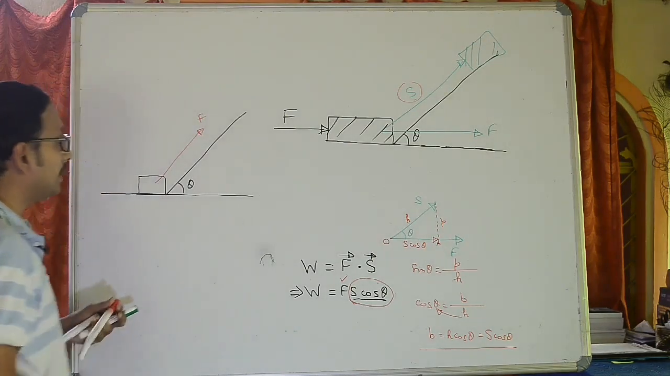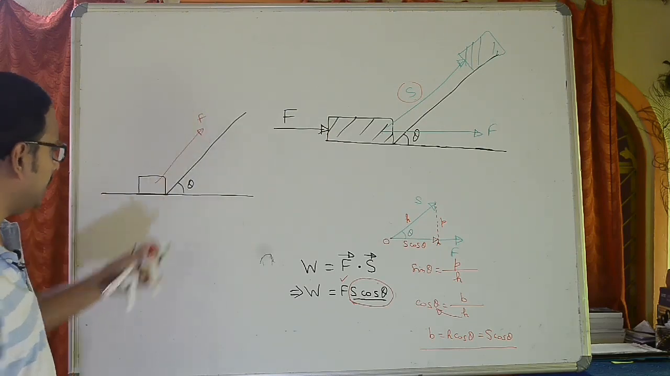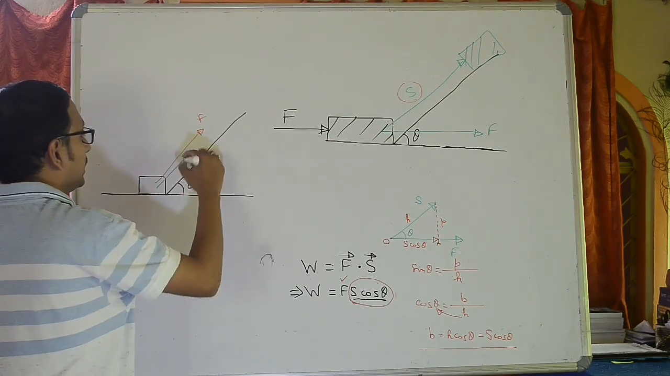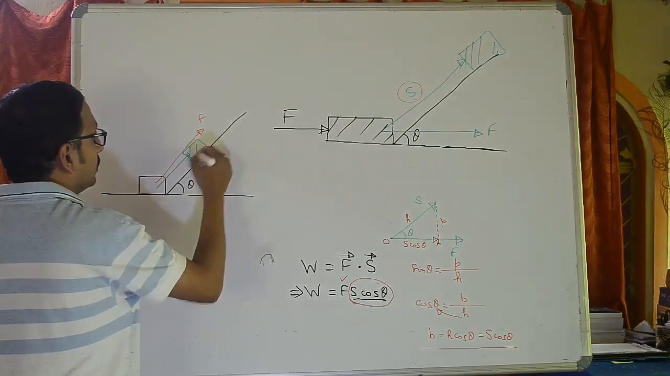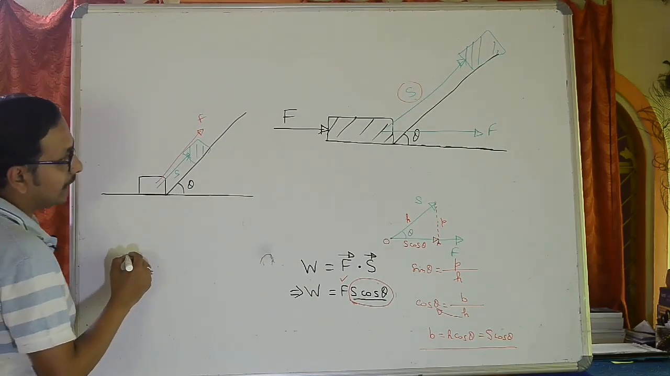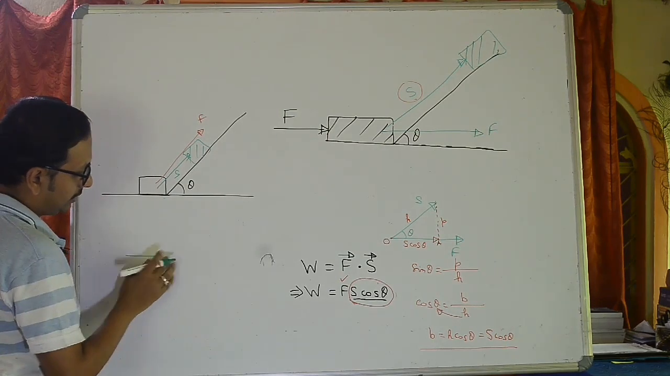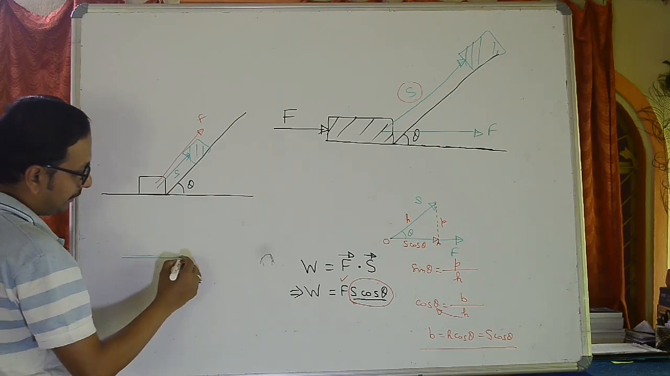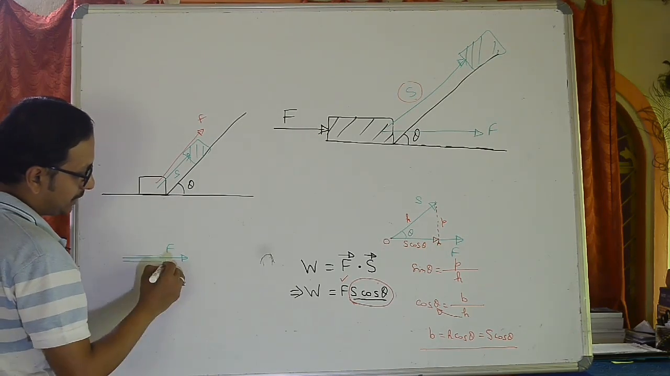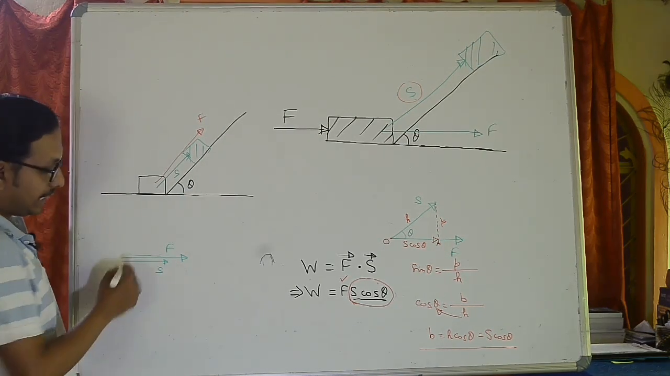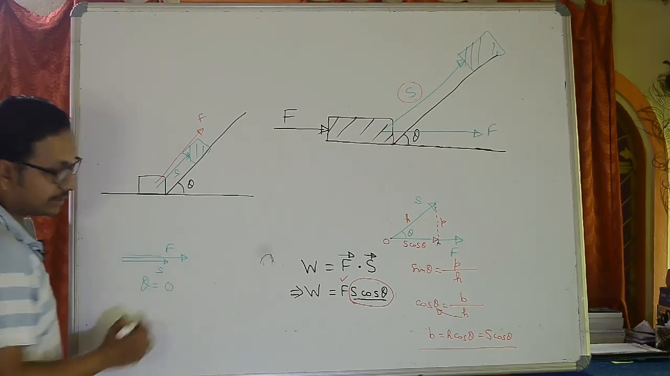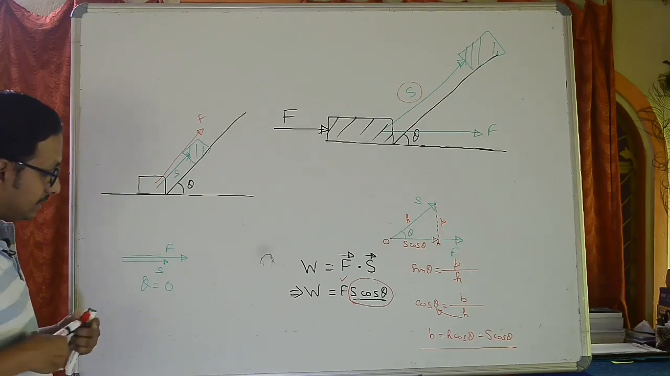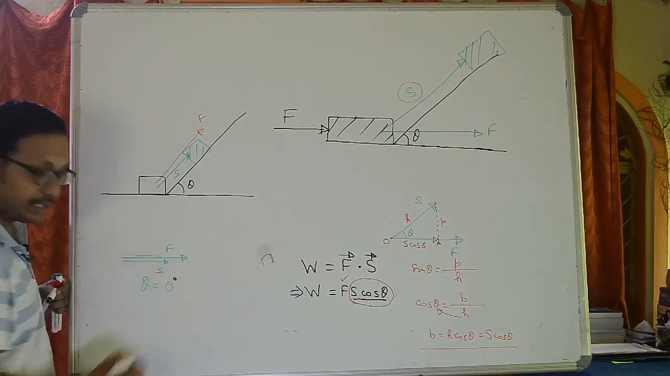If the force is given in this direction, now what will happen? The displacement will also be in the same direction. So that is your displacement again. Here, if force and displacement are both in the same direction, that means the angle between them, theta, is 0 degree.